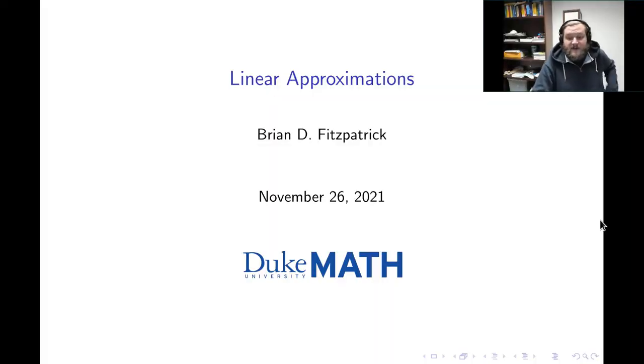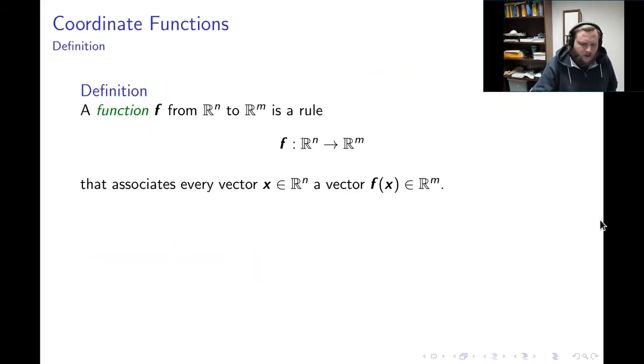Linear approximations. So now that we've learned how to take partial derivatives, let's see how we can use partial derivatives to accomplish something. Let's start with the notion of a function between Rn and Rm. So by definition, a function f from Rn to Rm is a rule that we refer to symbolically as f colon Rn right arrow Rm.